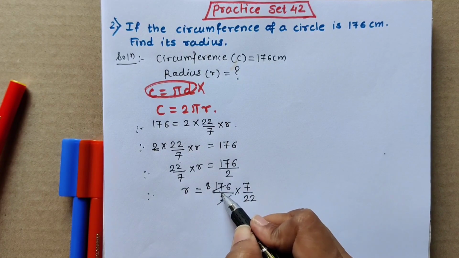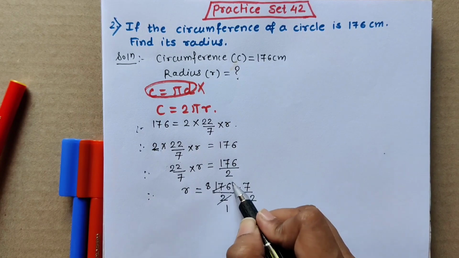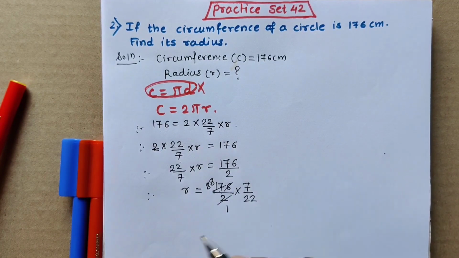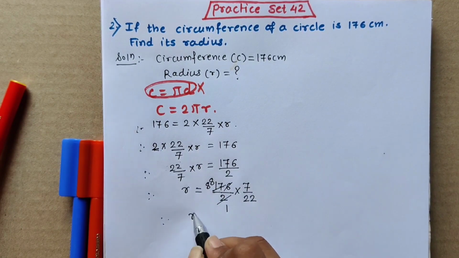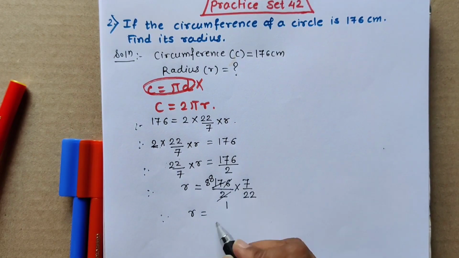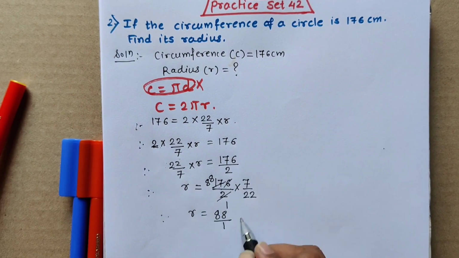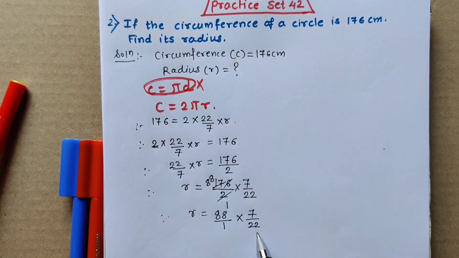17 minus 16, 1 remaining, and this 6 means 16 again. 2 8s are 16. So what we are getting? R is equal to 88 upon 1 multiplied by 7 upon 22. Now this 88 can be cancelled by 22. 22 ones are 22, 22 fours are 88.